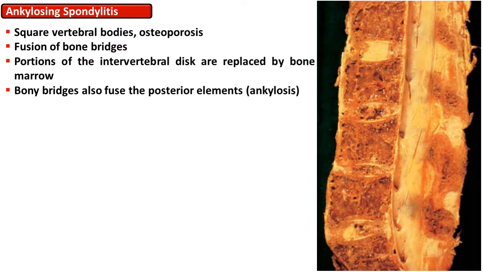Later on, the intervertebral disc ossifies and then disappears or can be replaced by bone marrow. There is osteoporosis of the vertebral bodies also due to disuse atrophy. Ankylosing spondylitis is a crippling disease, but there is no effect on the lifespan.